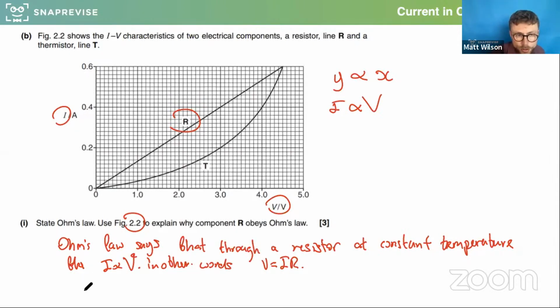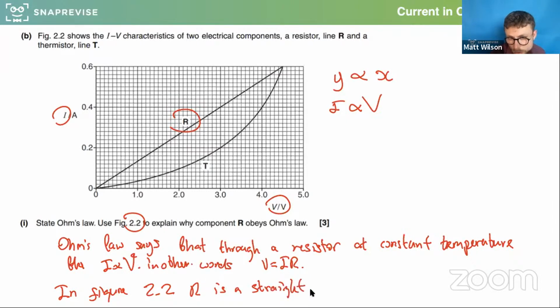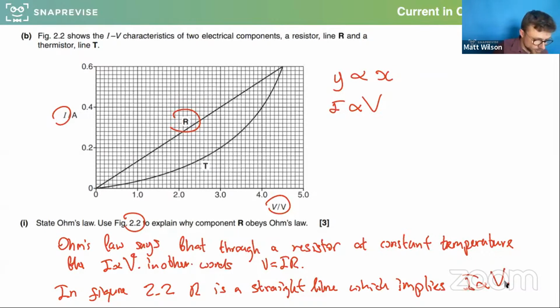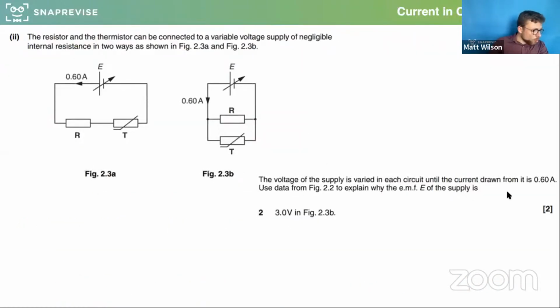Okay, good. So in figure 2.2, R is a straight line, which implies the current is proportional to the voltage, which is exactly what we said Ohm's law would be. Good, mathematically, V equals IR. Perfect. Really nice. Okay, so this question goes on. One more part. This is quite a nice question.